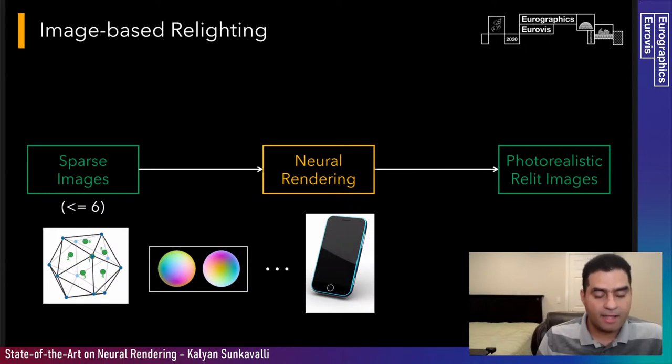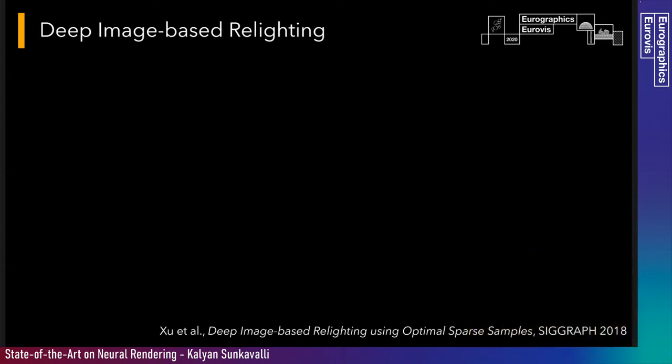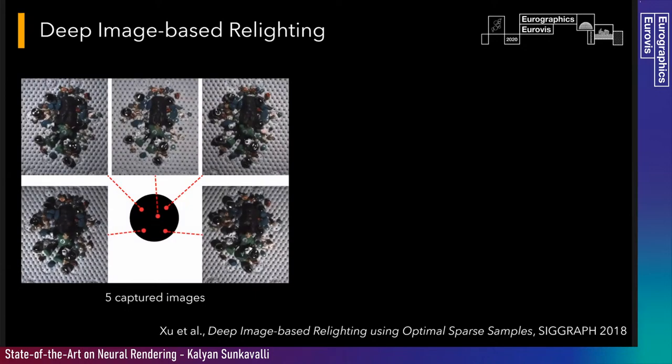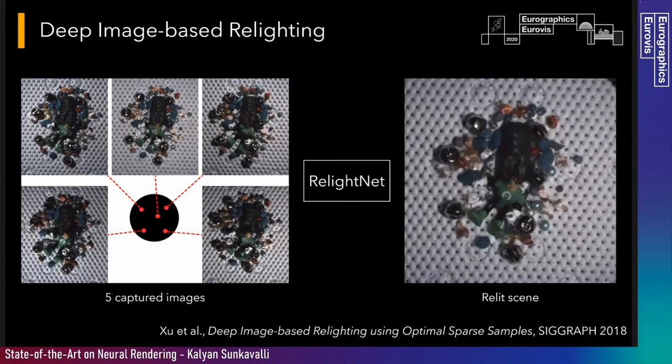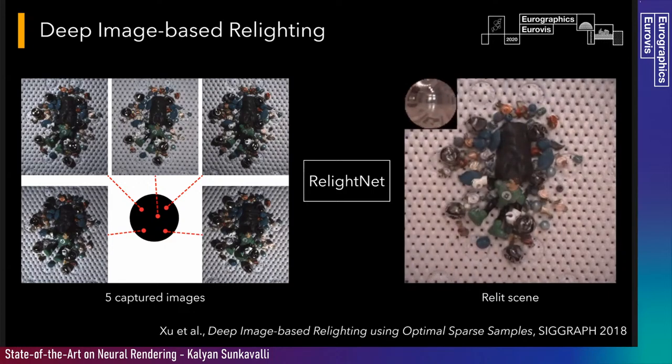In this context, I wanted to talk about some work we did at SIGGRAPH 2018, where we showed that you can capture 5 images of an object or a scene under some predefined directional lights, and then use a deep network to predict the appearance of the scene under an arbitrary directional light. And now that you can do this rendering under arbitrary directional lights, you can then use that to render the scene under arbitrary environment illumination.